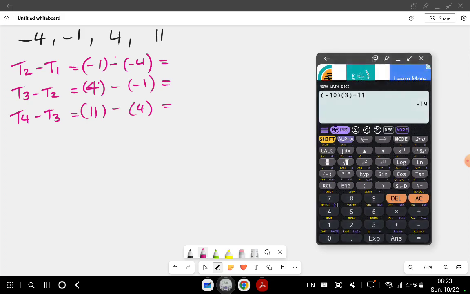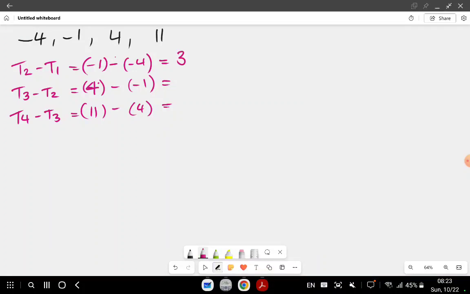So let's input that into the calculator. I'm going to start with -1 minus -4. That gives me 3. These two, minus and minus, become plus. So 4 plus 1 gives me 5. 11 minus 4 is 10 minus 3, that's 7. So no, this is not arithmetic.